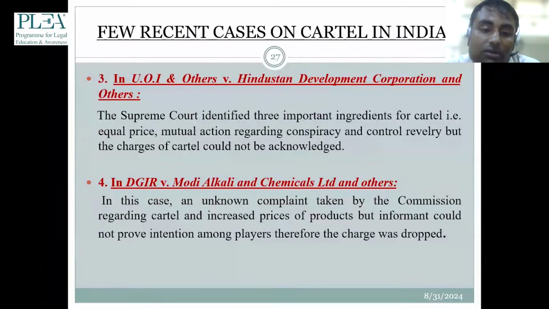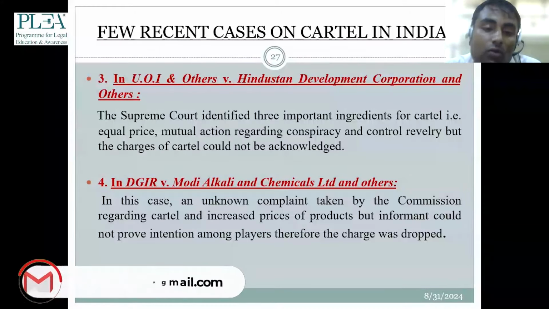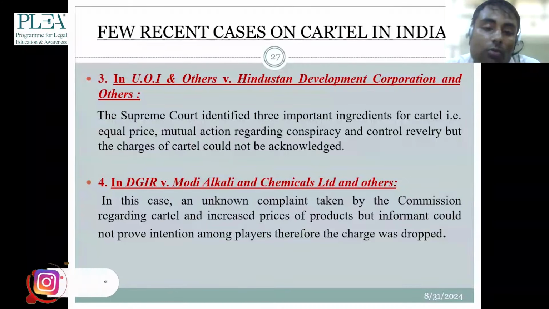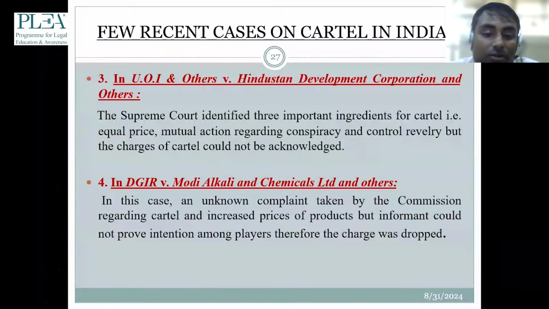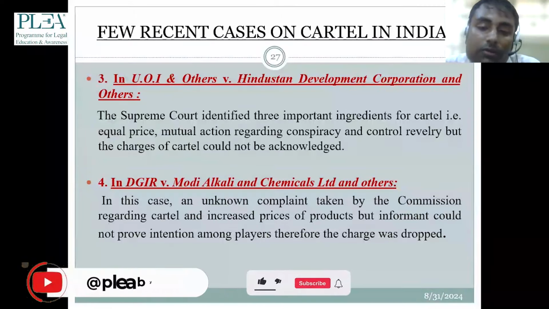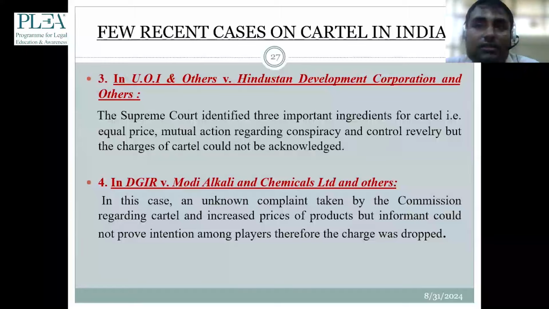And in DGIR versus Modi Alkali and Chemicals Limited and others, in this case, an unknown complaint was taken by the Competition Commission, because the Competition Commission should be active. Now, the problem that India has been facing for the last couple of years is that the Competition Commission is not taking much cognizance of the subject.